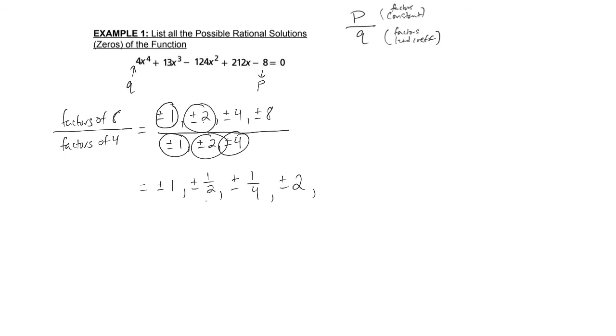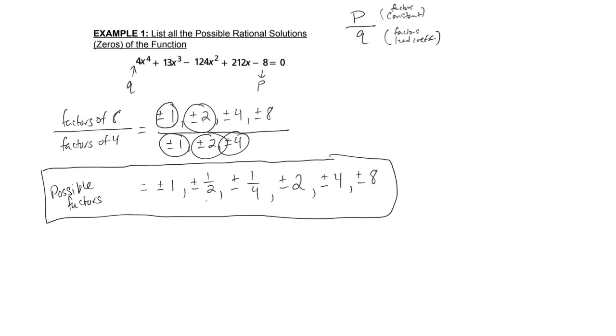So we're done with this one. Then plus or minus 4 over 1. 4 over 2 reduces to 2, we already have. 4 over 4 reduces to 1, so we already have that. Then plus or minus 8. And then 8 over 2 reduces to 4, we already have that. And 8 over 4 reduces to 2, we already have that. So our possible factors are plus or minus 1, plus or minus 1/2, plus or minus 1/4, plus or minus 2, plus or minus 4, plus or minus 8.